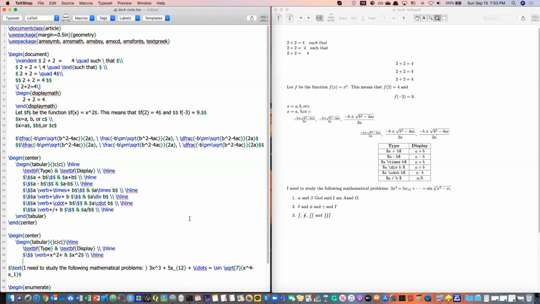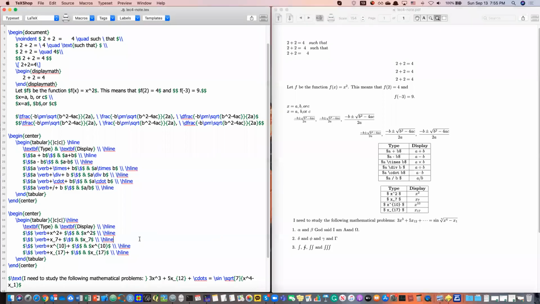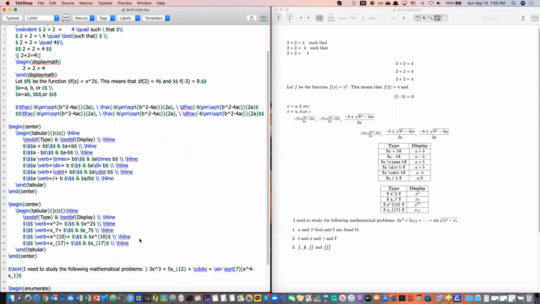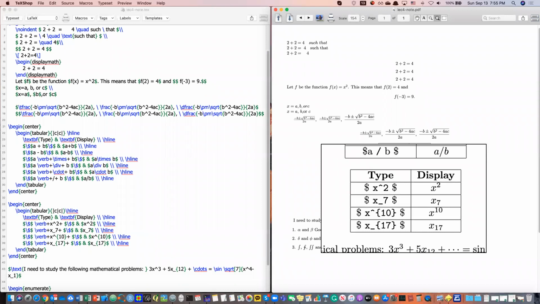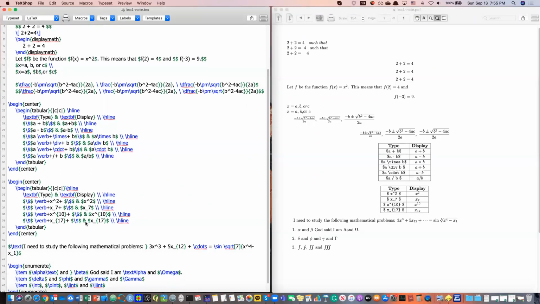So let me complete typing the LaTeX to reproduce the table. Okay, I just completed writing the table. As you can see, x caret is used for superscript, and then the underscore. You see x underscore 7 in the second row. So underscore is used for subscript. Now you can see that, right? So please practice this one too.